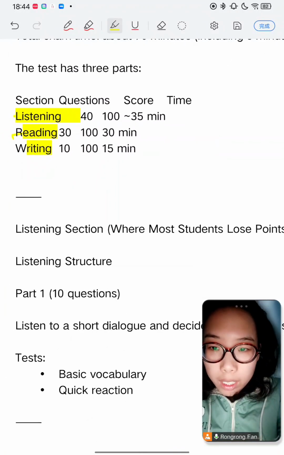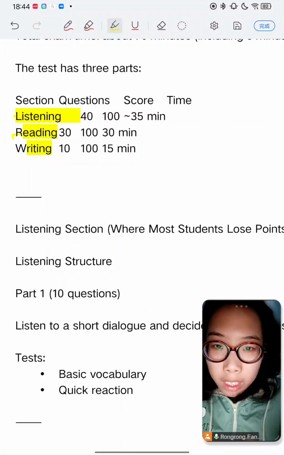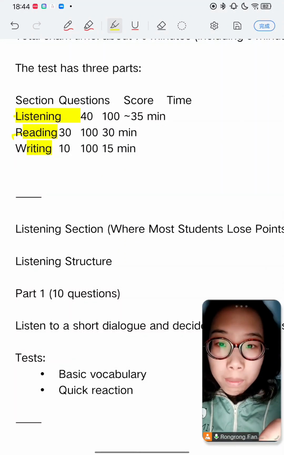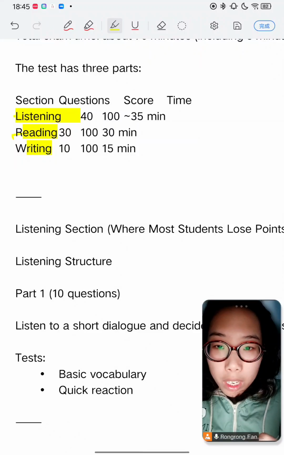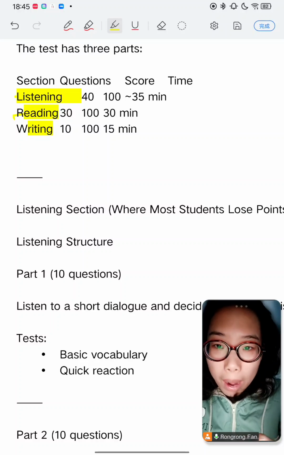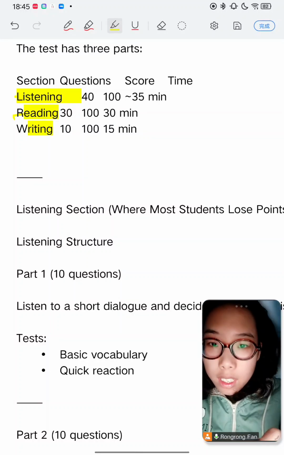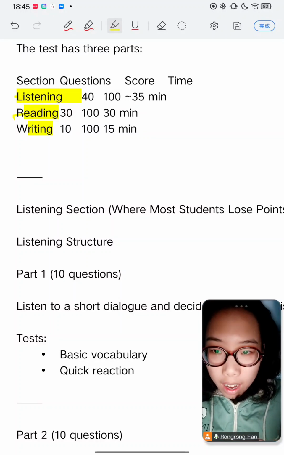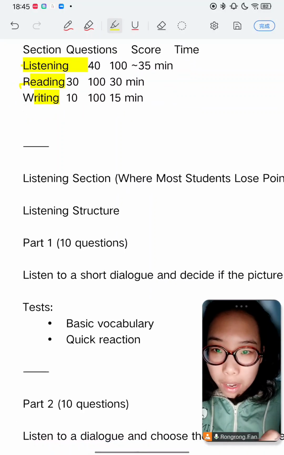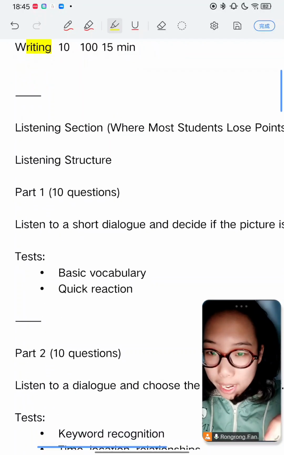For listening, reading, and writing, each of them is worth 100 points. For listening, you need to answer 40 questions in around 35 minutes. For reading, you need to answer 30 questions in around 30 minutes. And for writing, you should answer 10 questions in around 15 minutes.